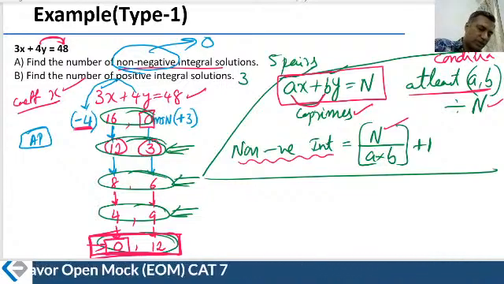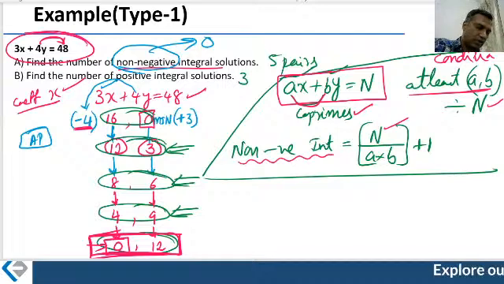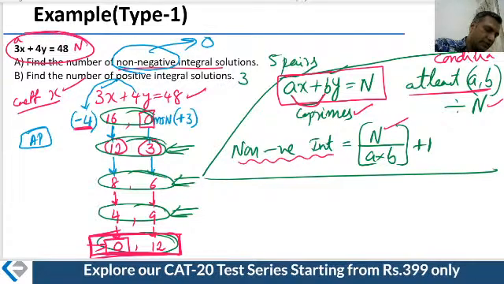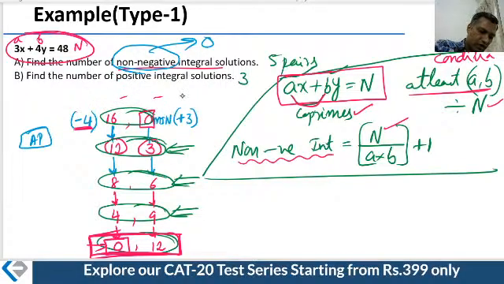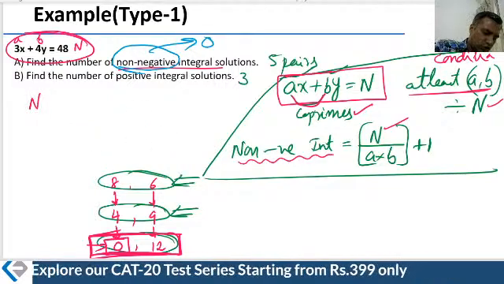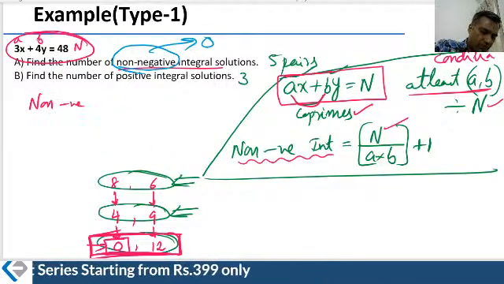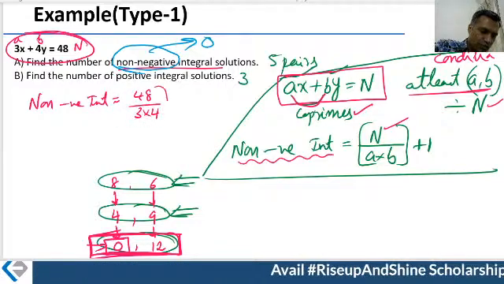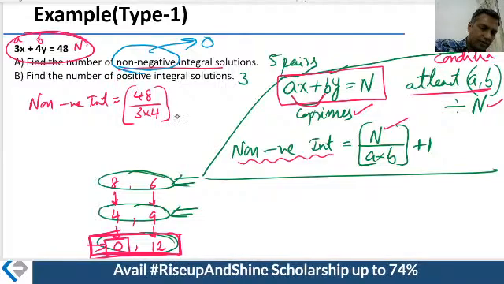Can I apply this to this particular question here? Let's see. What is the value of n, friends? The value of n is nothing but 48. What is the value of a? 3. What is the value of b? 4. So therefore, the number of non-negative integral solutions, I don't know about positive, I would have directly done it here by using this. The number of non-negative integral solutions is equal to 48 divided by 3 into 4, quotient, plus 1.